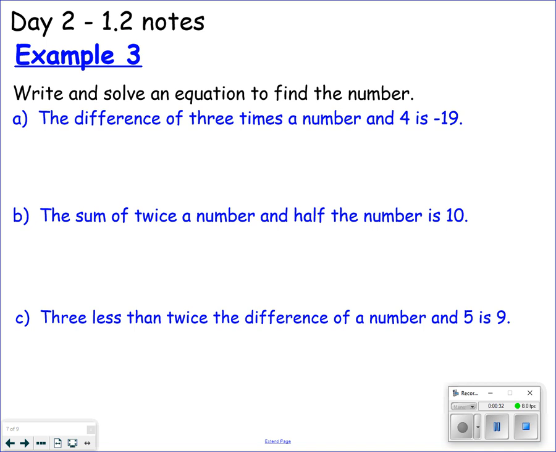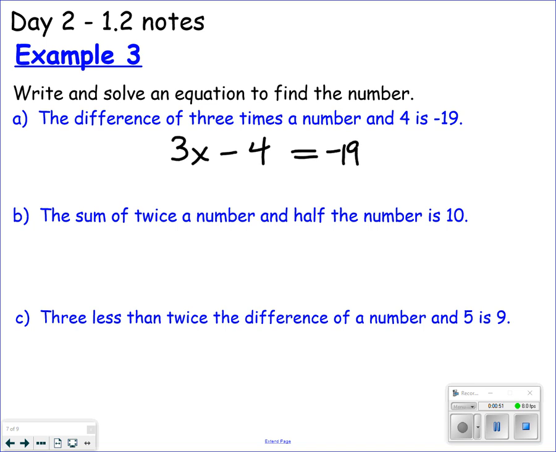The word difference means minus. So 3 times a number minus 4. So the difference of 3 times a number and 4 is... the word "is" in mathematics is equivalent to equals. So 3 times a number minus 4 is negative 19.